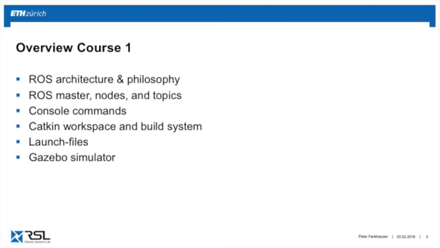So in course 1, we'll talk about the ROS philosophy and the architecture, and go through the important concepts like the ROS Master, ROS Nodes, and Topics. You'll learn how to use your console to do basic commands and analysis of what's running on your PC. And we'll talk about how you build your nodes in your system with the catkin workspace. And then in the exercise, you're going to be using launch files and the Gazebo Simulator.